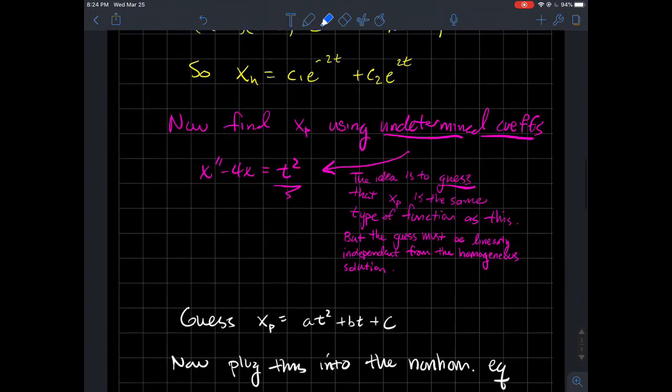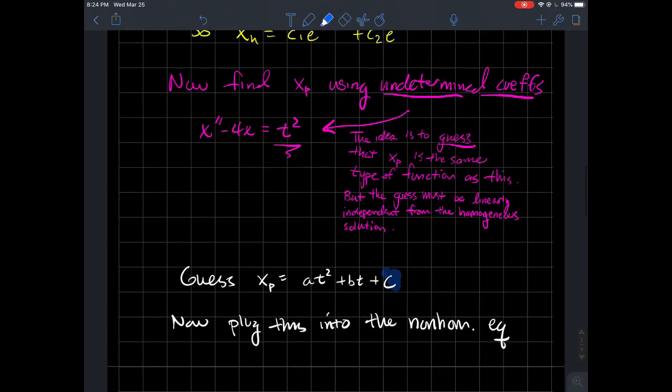So what we'll do is guess xp is just in general what a quadratic looks like. And what we're about to do is figure out whether this will work. I should be able to find coefficients a, b, and c.